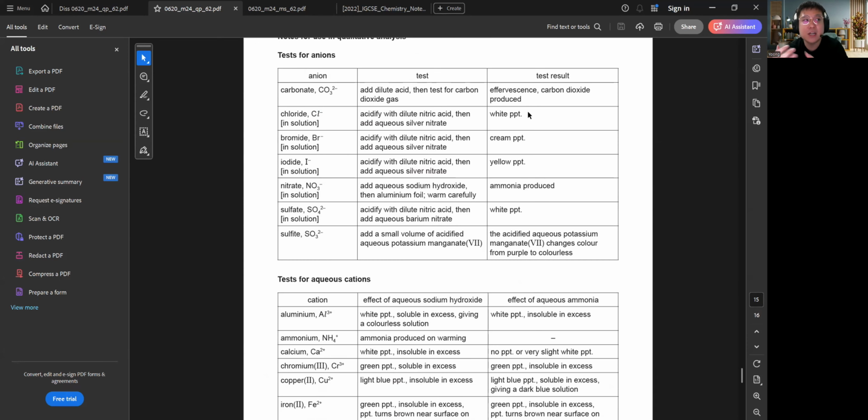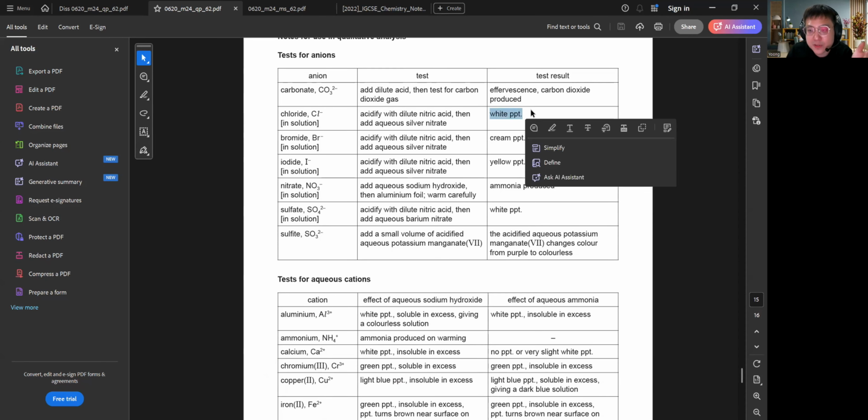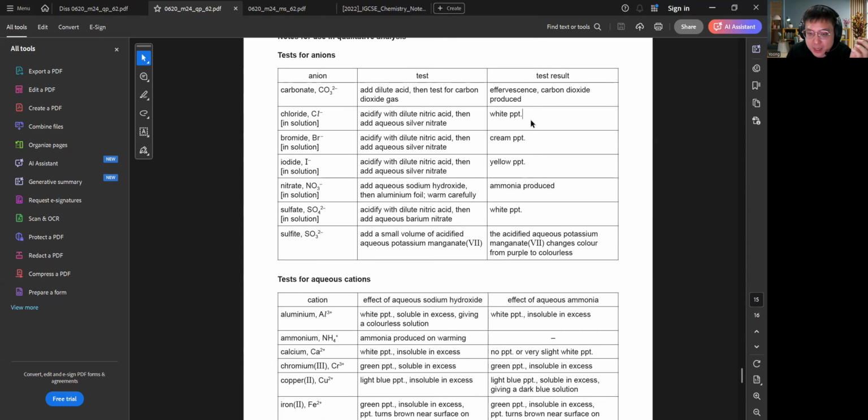But if ever the question asks the opposite, like prove that it is not there, then we have to say it will not produce a white precipitate. But in this case, we want to prove that it's there. So we write white precipitate.